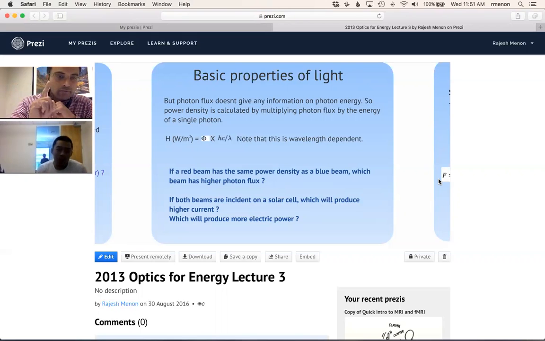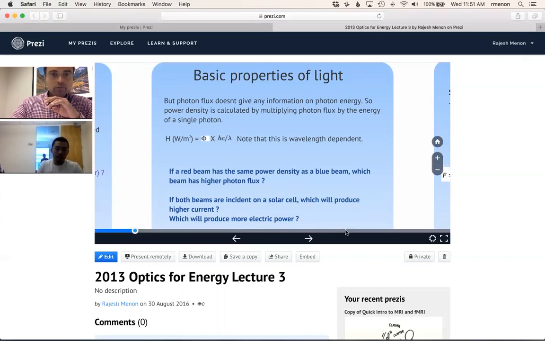Now, of course, there is one very important caveat here, that the red has enough energy to essentially create the electron hole pairs in the solar cell. We're going to make that assumption in this case, and we'll go back to that physics later on in the semester. Now, let's ask the last question. Which will produce more electric power?